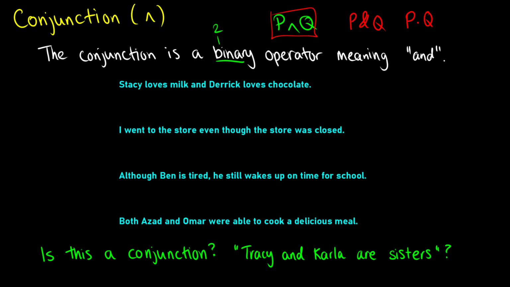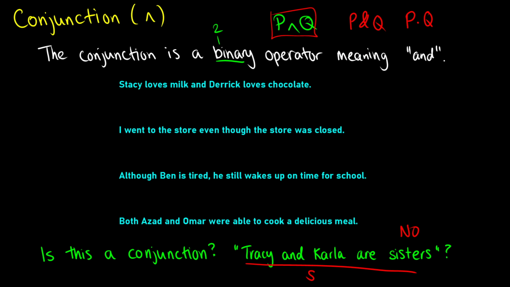Well, if this is a conjoined sentence, what that means is that we would be able to split this up into two separate sentences. So can we say Tracy is a sister and Carla is a sister? Well, you can, but does it have the same meaning as Tracy and Carla are sisters? The answer really here is no. This is just one proposition. You could just call this S for sisters. And that's because if you break this up into two separate sentences, Tracy is a sister and Carla is a sister, it does not have the same meaning that Tracy and Carla are sisters to each other.